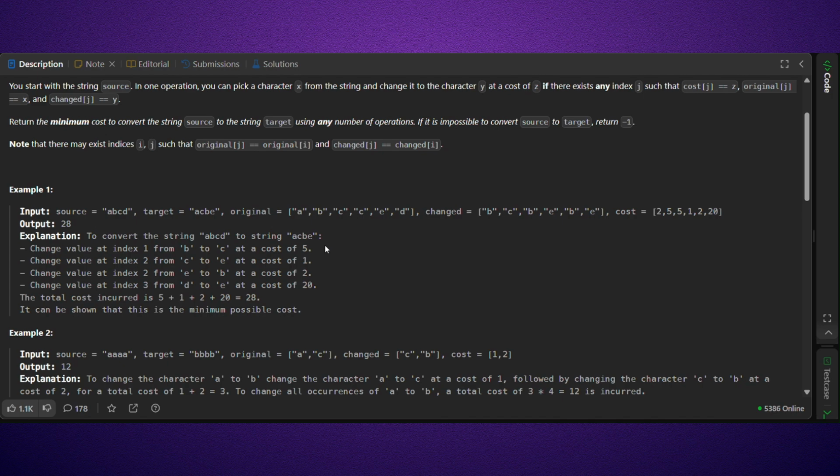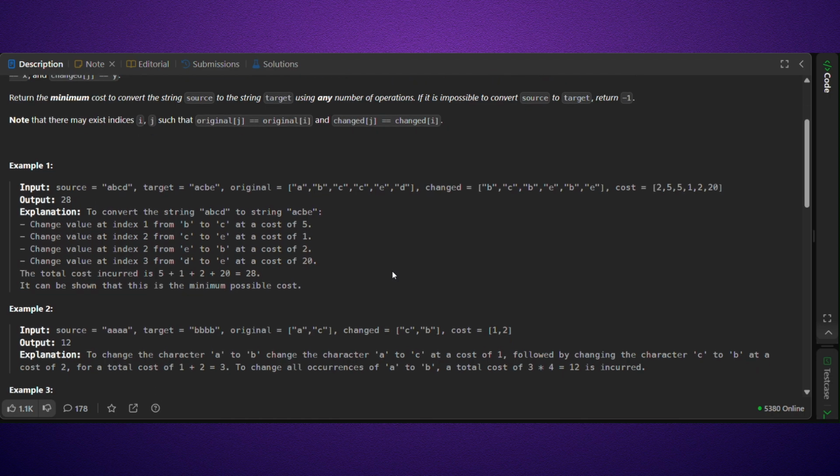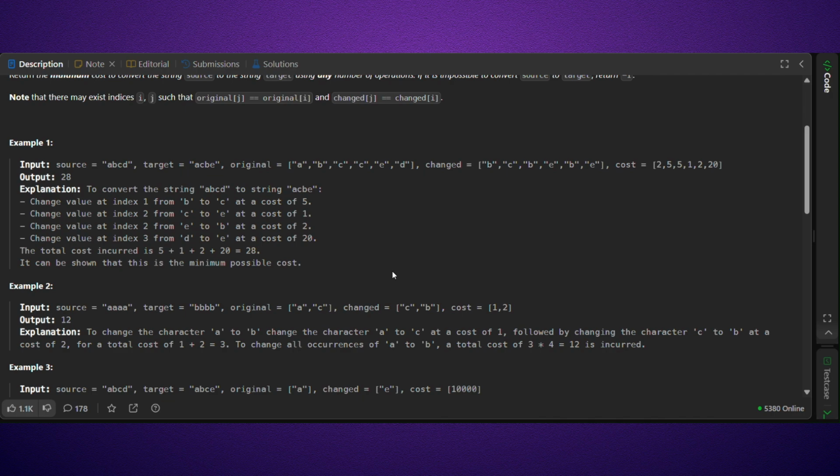At the third position, the character changes from c to b. There is no cheap direct conversion, so we use an indirect path. First convert c to e at a cost of 1, then convert e to b at a cost of 2. This makes the total cost for this position 3. At the fourth position, the character changes from d to e, which costs 20. Adding all the costs together, we get 5 plus 3 plus 20, for a total minimum cost of 28.